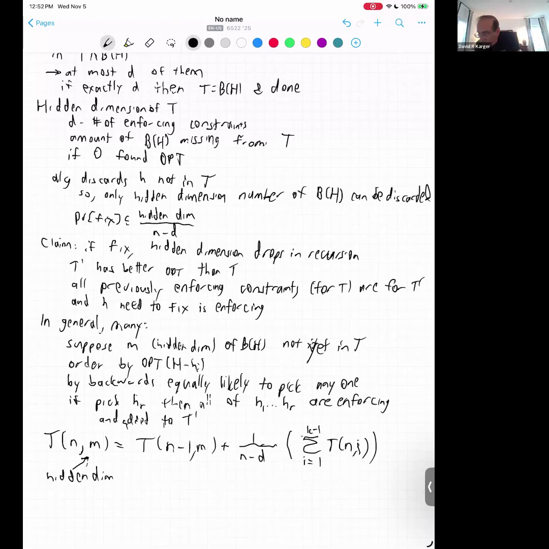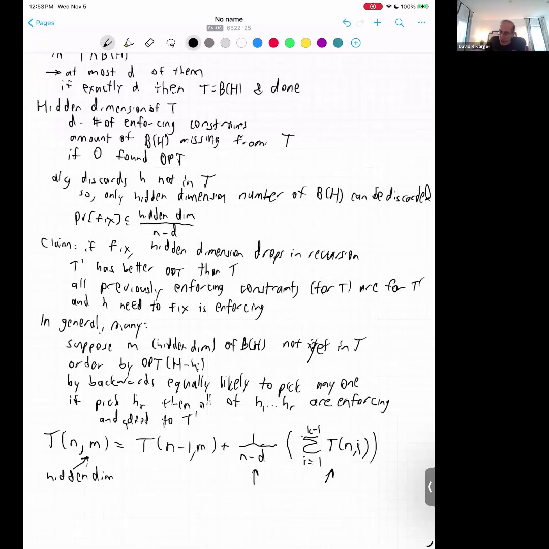So this recurrence says that we get a sort of uniformly distributed hidden dimension in the second recursive call, right? If we pick H_1, then the hidden dimension only drops by 1. If we pick H_2, then the hidden dimension drops by 2. If we pick H_m, then the hidden dimension drops all the way to 0. And all of these picks are equally likely. And each of them happens with probability 1 over n minus d, because that's how many hyperplanes we're choosing from.